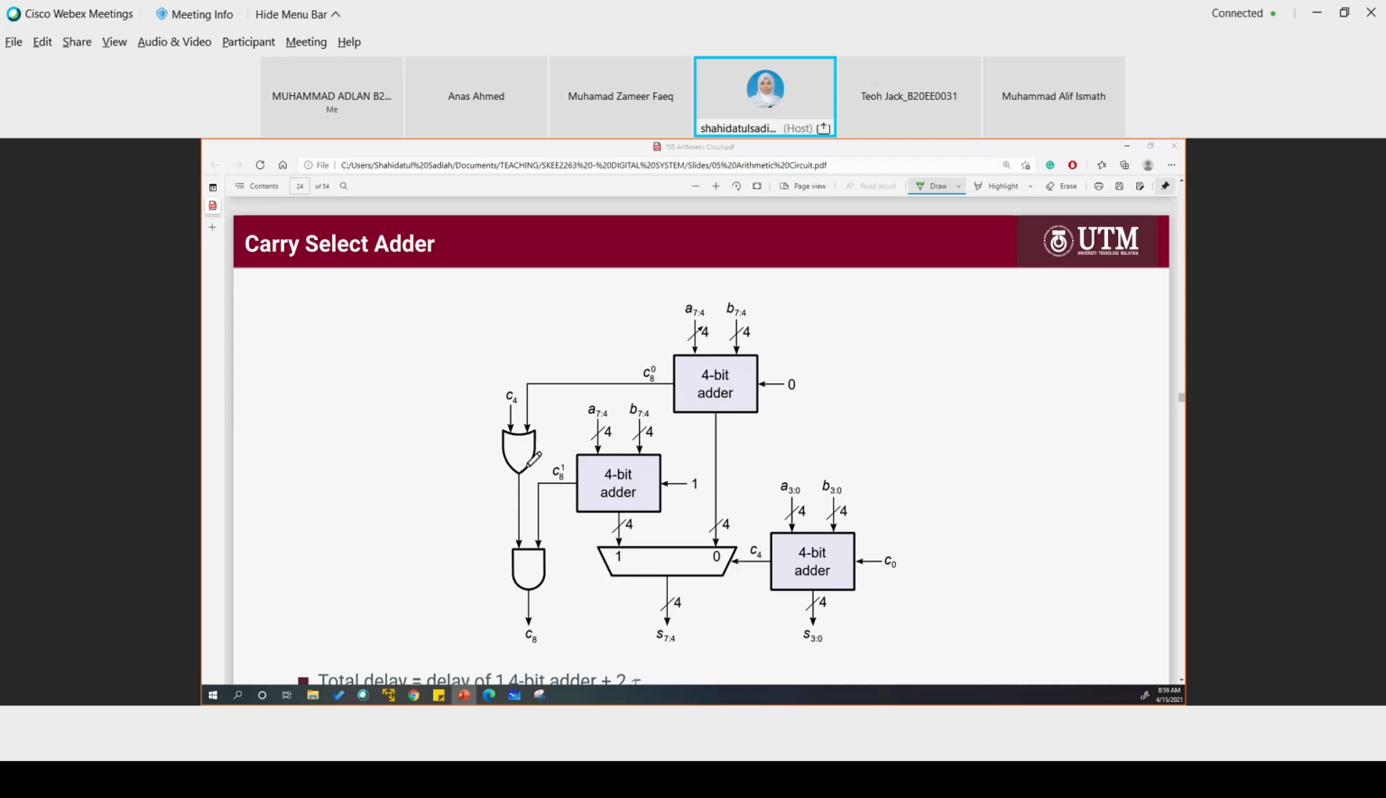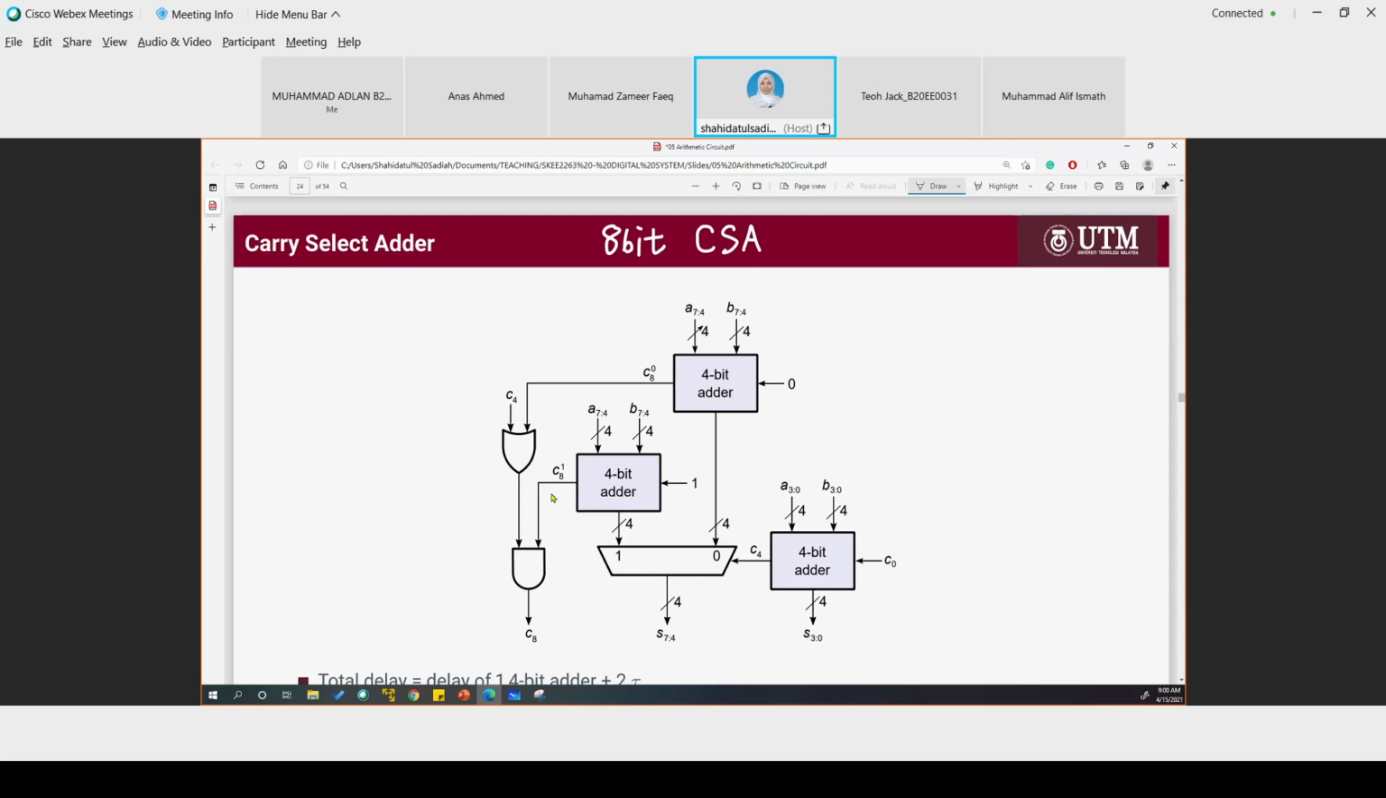All right. So the example here is the figure here shows an 8-bit carry select adder. This is an 8-bit carry select adder, or you will always see the CSA. Okay.